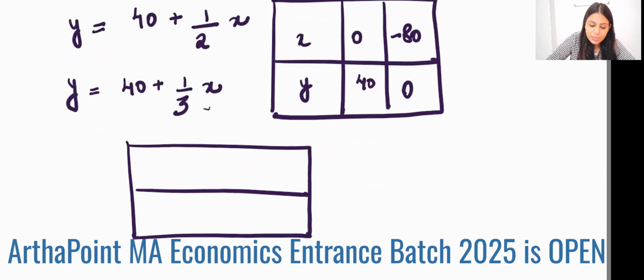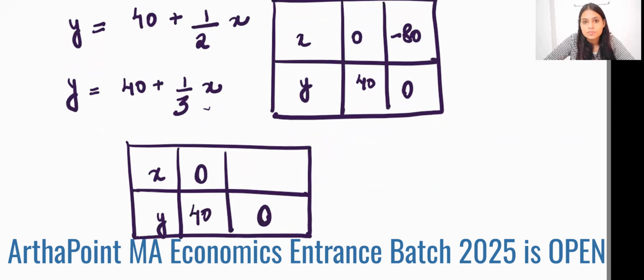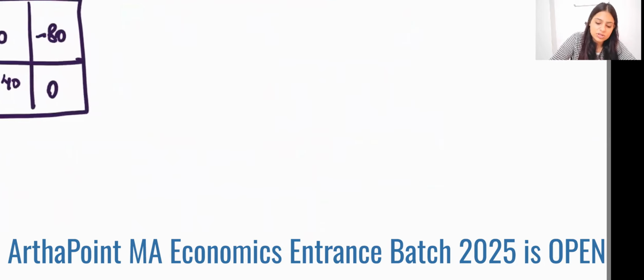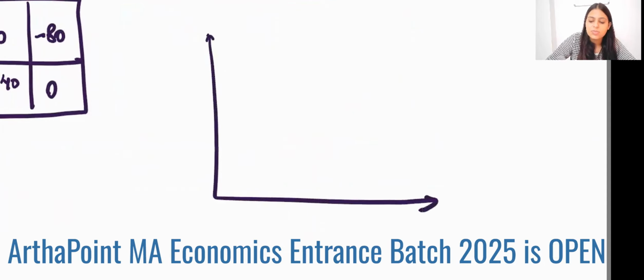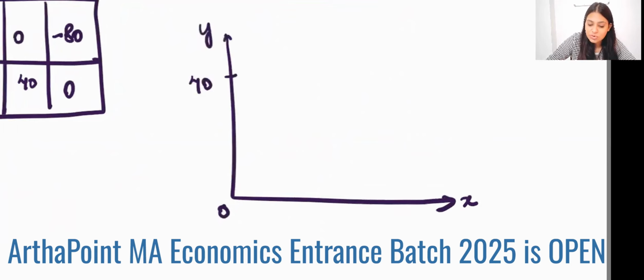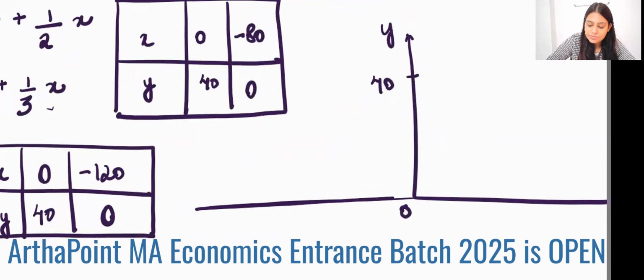So you will tell me that when x is 0, y is 40. But when y is 0, x is minus 120. So if I have to plot this thing, then when x is 0, in the first case and second case, y is both 40. But when y is 0, then x is in one case minus 80 and in the other case minus 120.